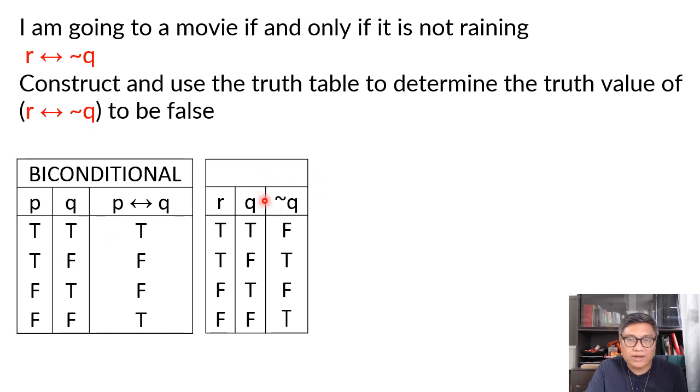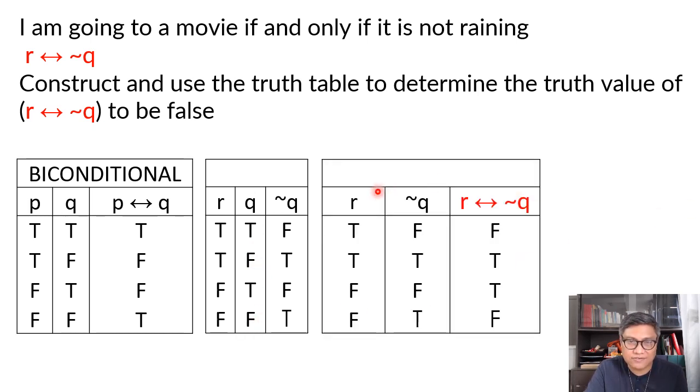Then we have the negation of Q because it is given. I have to negate the truth values for Q. So as I said, the true becomes false, the false becomes true. Then we rearrange, R first, then not Q. Then we apply now the biconditional.